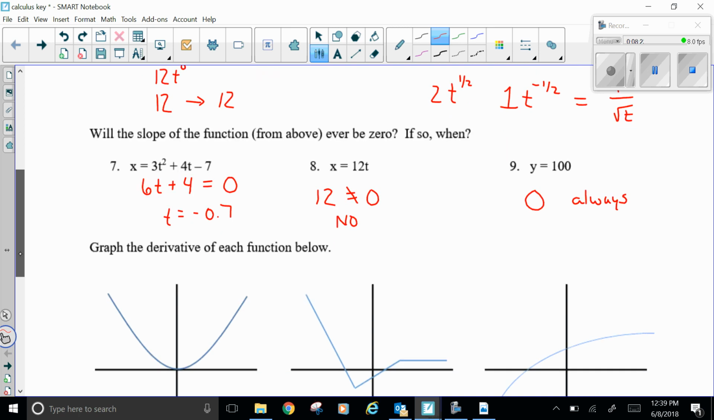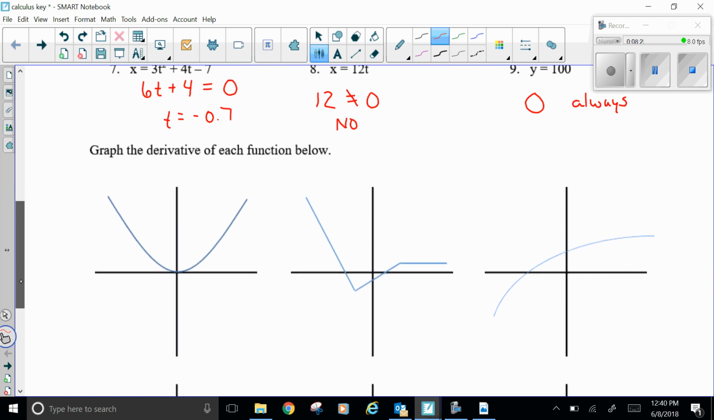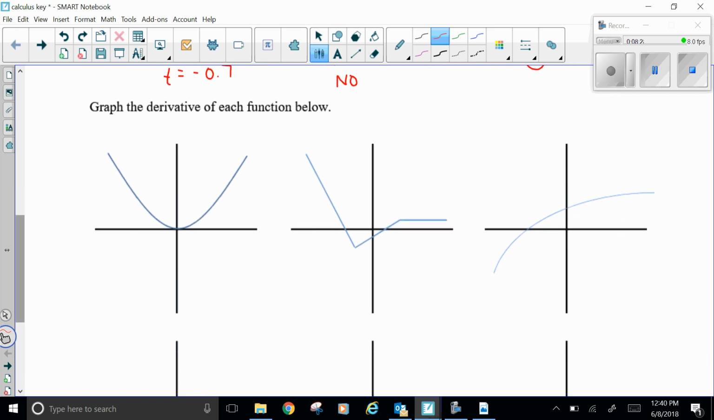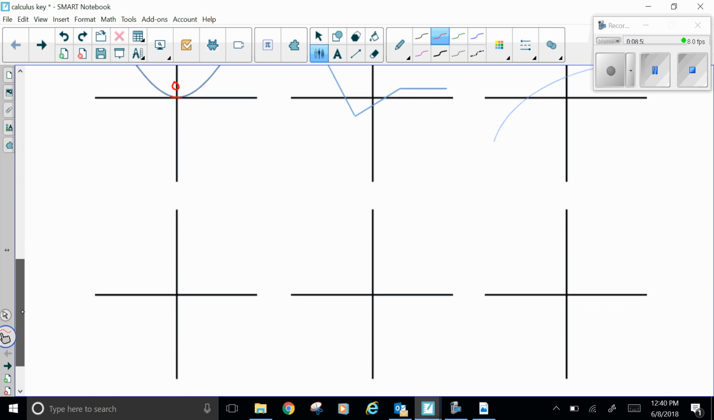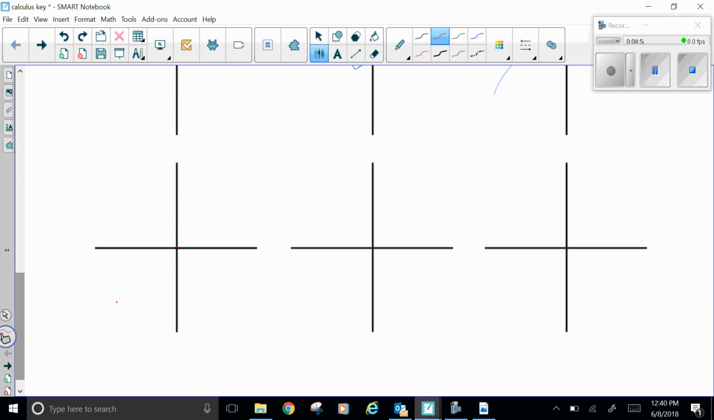When I come down to the end here, graph the derivative of each function below. So remember, the derivative equals the slope. So basically what I'm trying to do is I'm trying to make a graph that shows the slope. So right here I have a negative slope, and it is large. Right here I have a 0 slope. Right here I have a positive slope, and it is large as well. So I go from a large negative value to a 0 value to a positive value. So coming down here, large negative, 0, positive, I end up with this nice simple straight line going up.